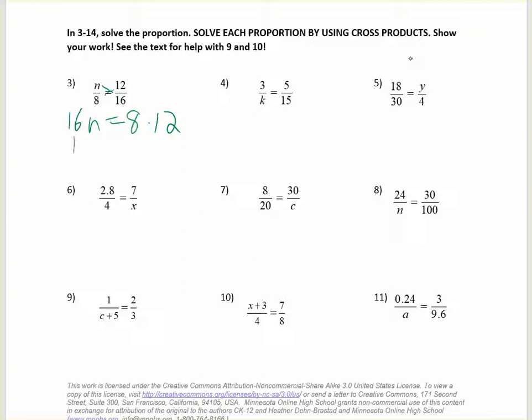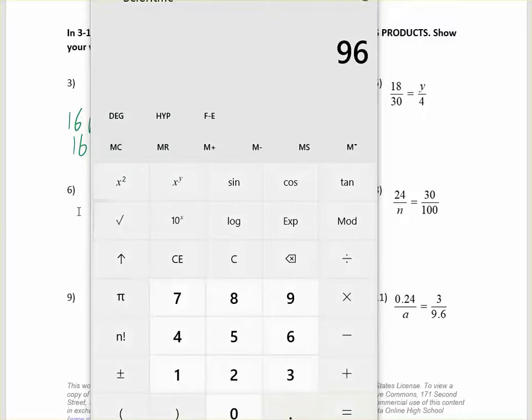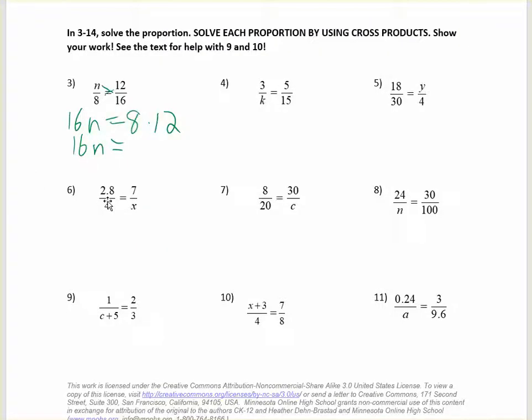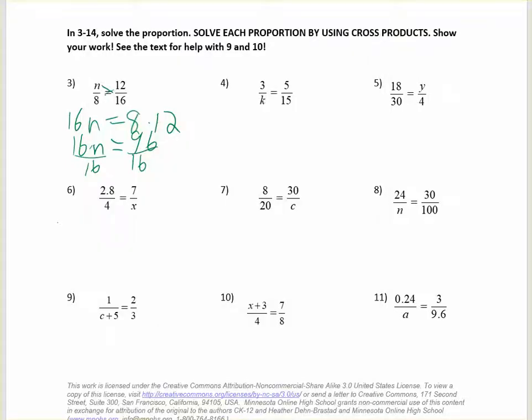So then you figure out what 8 times 12 is. 8 times 12 is equal to 96. My calculator is very large. And then you would figure out how to solve for n. If you have 16 times n is equal to 96, well, you would divide both sides by 16. So 96 divided by 16 is equal to 6. So then you would write your answer as n equals 6.